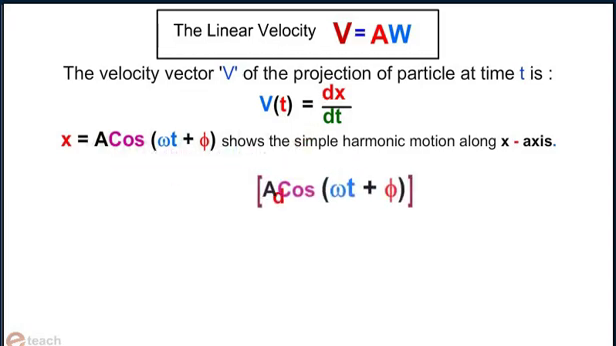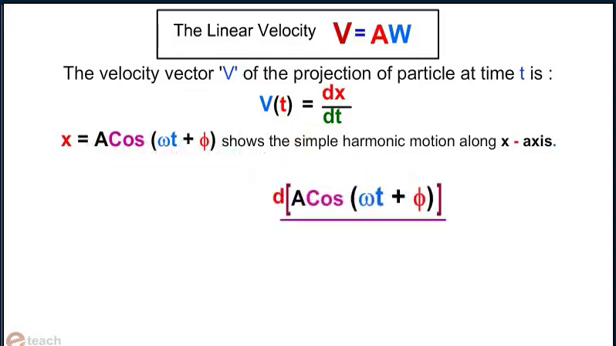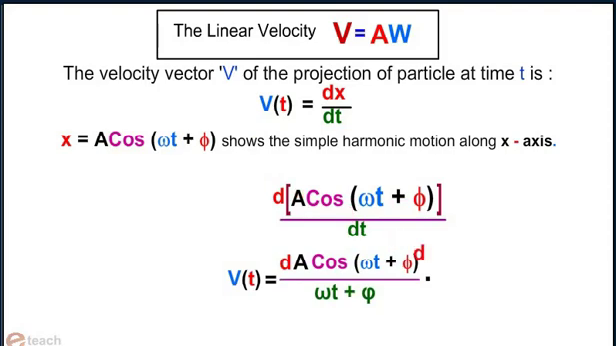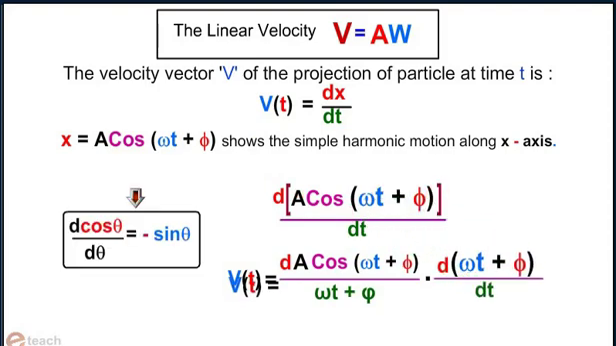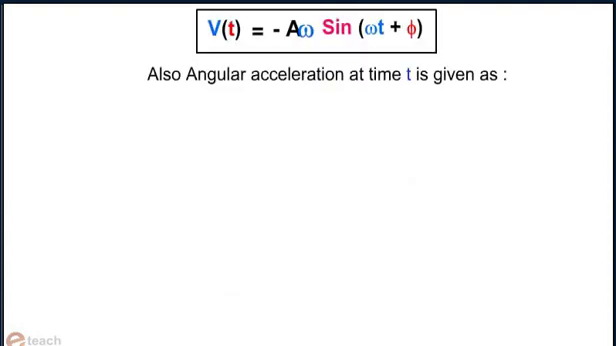Thus v(t) equals d of a cos(omega t plus phi) upon dt, which equals d a cos(omega t plus phi) by d(omega t plus phi) into d(omega t plus phi) by dt. Thus we get the equation v(t) equals minus a omega sin(omega t plus phi). Also, the acceleration at time t is given as a(t) equals dv(t) by dt.